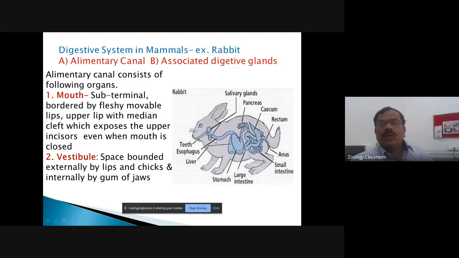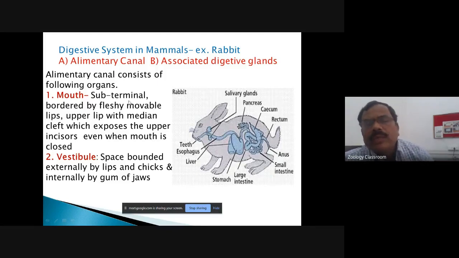Now come to the very first structure of the alimentary canal, that is the mouth. Now consider the information of the mouth. If you see the mouth of the animal rabbit, it is located in subterminal position. It is not exactly terminal position, but subterminal. It is slightly present toward the lower side, so it is called subterminal.